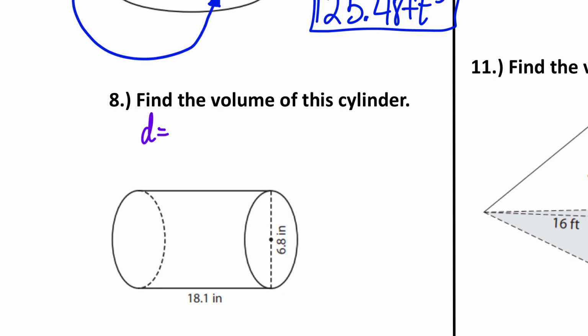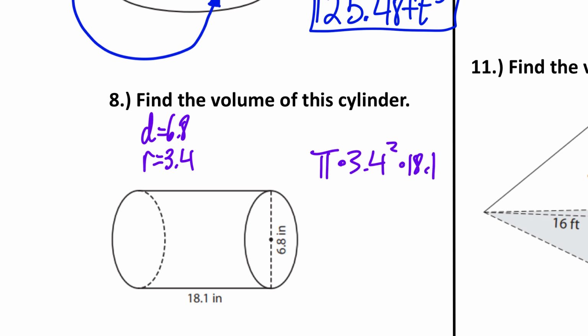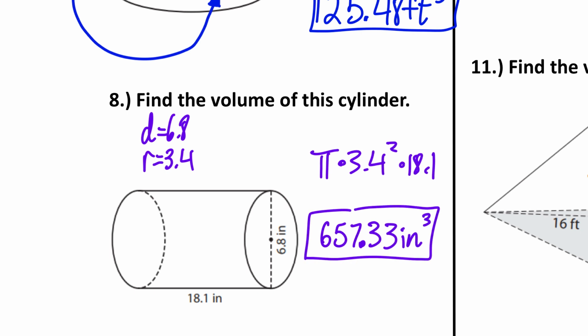Okay, on this one, the diameter is 6.8, which means the radius is 3.4. So pi times 3.4 squared times 18.1. That gives 657.33. We're not to put the squared there or something.